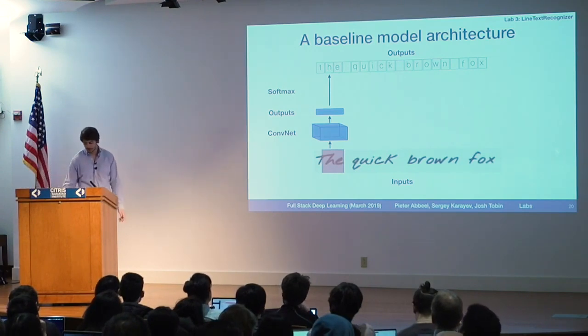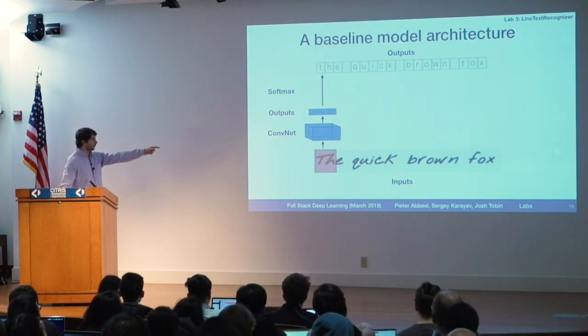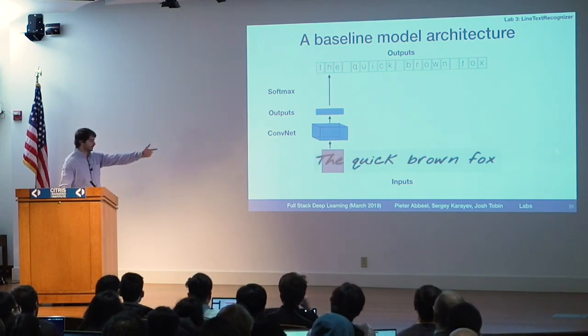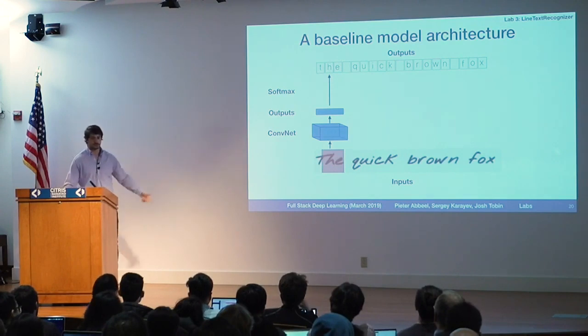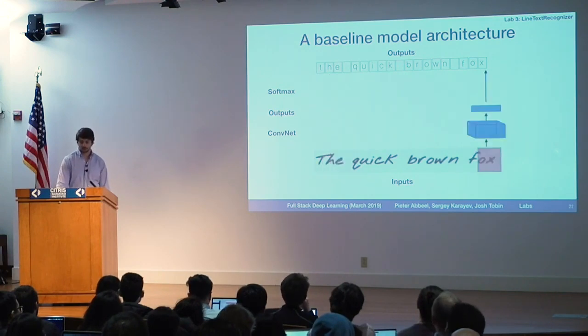And I think the answer is that it depends on the context, right? So we know that at the previous time step, we predicted T, so we don't want to predict T. And so maybe the next thing to do is to predict H. And so one way that we can capture this time dependency is to add some recurrence to this model.